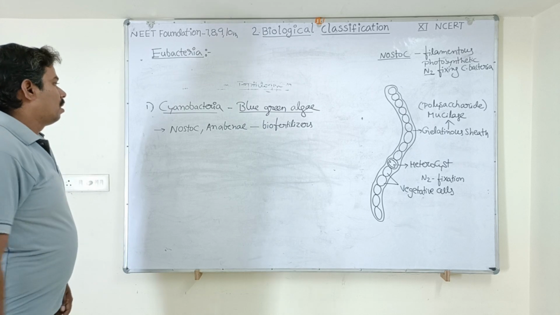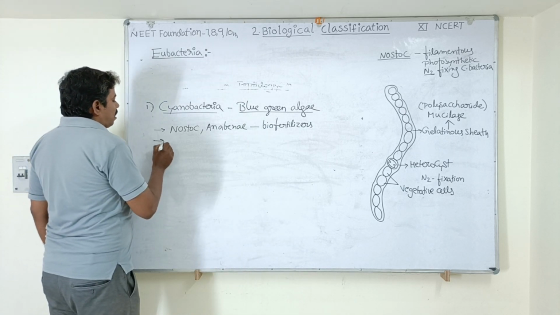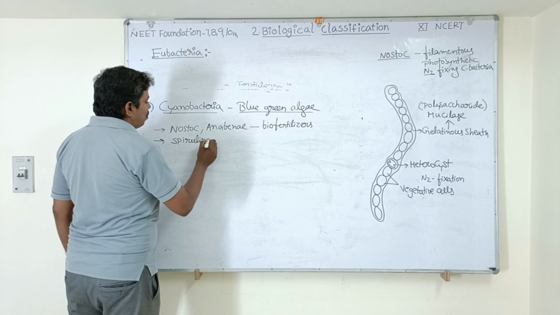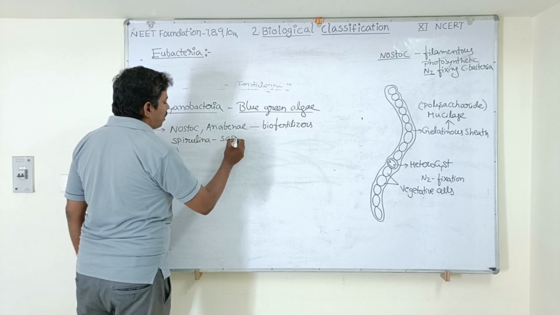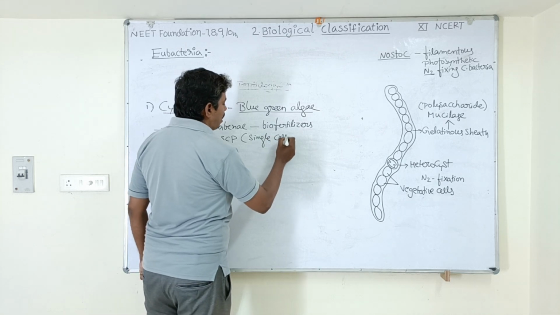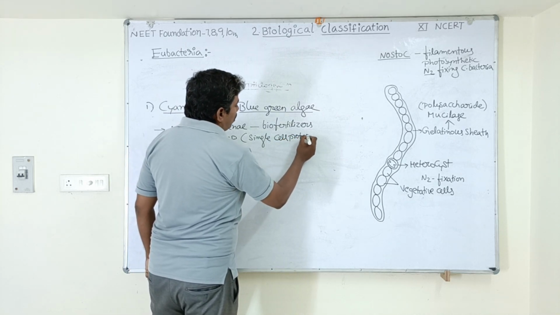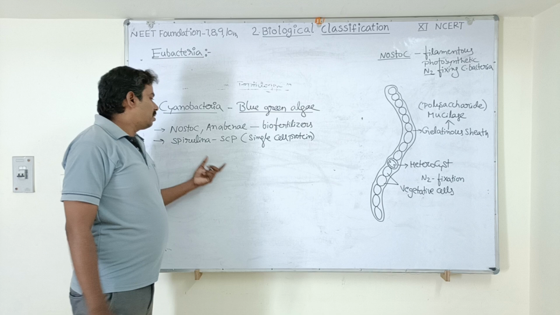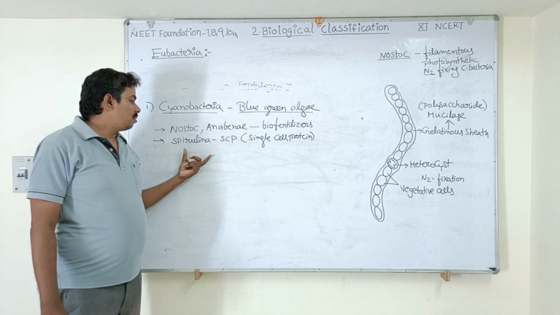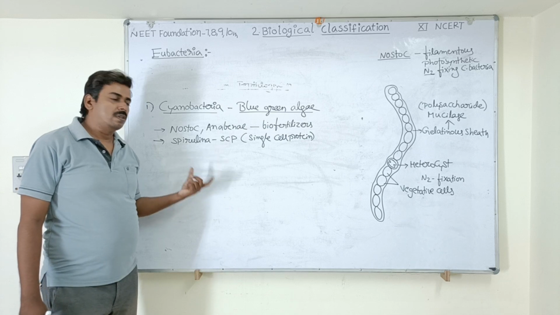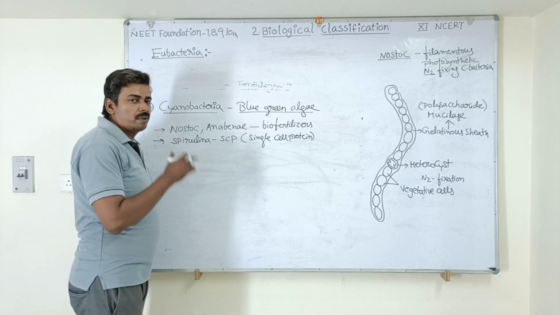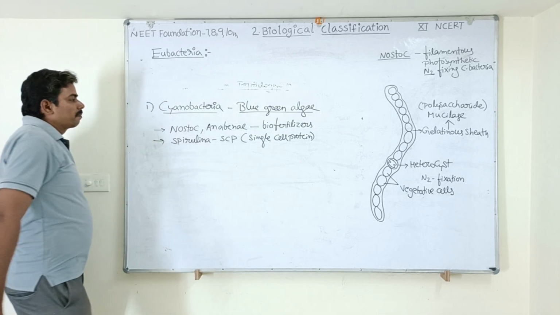Next, what is another example which we discussed? Spirulina. Spirulina is used as single cell protein. SCP stands for single cell protein. Spirulina is rich in proteins and it is used as a protein supplement, and nowadays it is used for facials in beauty parlors, because it is packed with a lot of nutrients like proteins and vitamins.